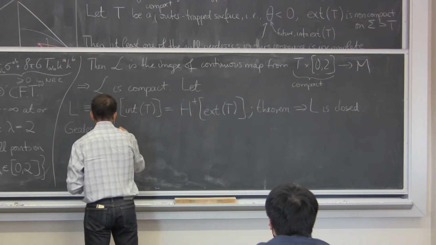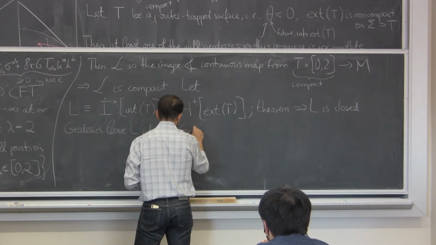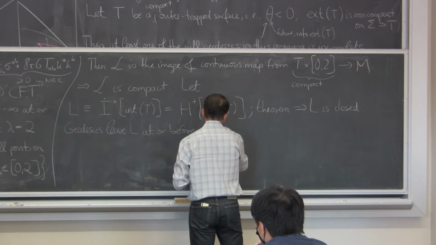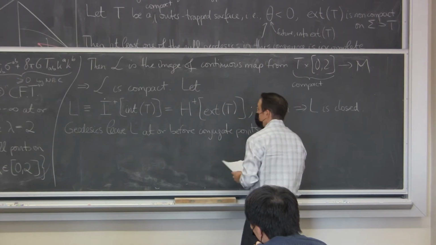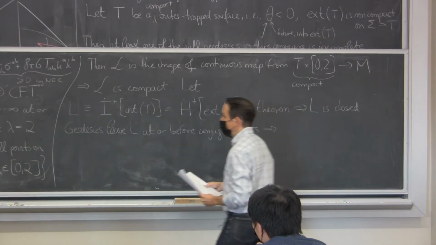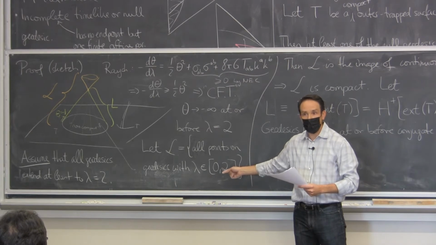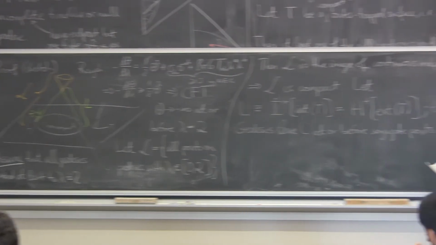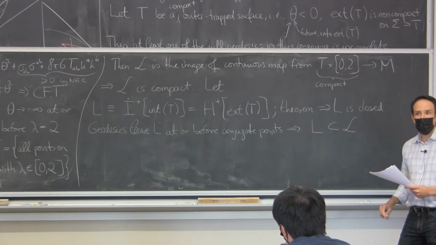Okay. So geodesics leave L at or before. I'm writing at or before because, again, there are other ways that they could leave than conjugate points. And as a result, since we have defined curly L to contain all the conjugate points, for every geodesic, it has to go through a conjugate point while it's still on curly L, assuming that these geodesics are complete. That means that L is a subset of curly L. Okay?